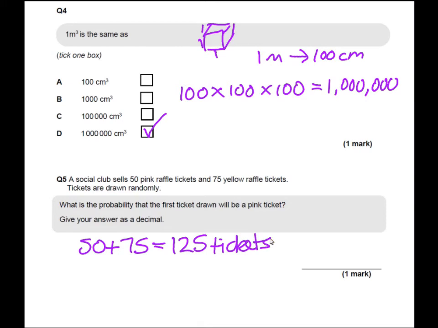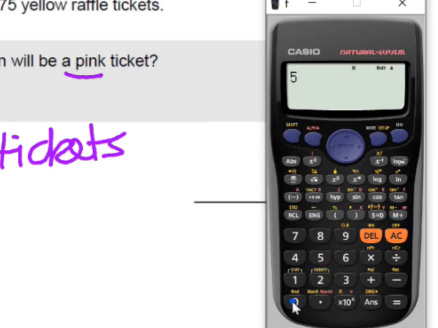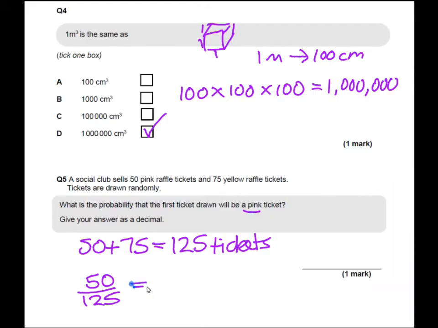We're looking for the probability of a pink ticket. So that is 50 over 125. So if we put this in our calculator, we can actually put it in as a division or a fraction, it really doesn't matter. Now it wants the answer as a decimal, so press the SD button and we get 0.4. So 50 over 125 is 0.4. So the answer for 1 mark on the answer line is 0.4.